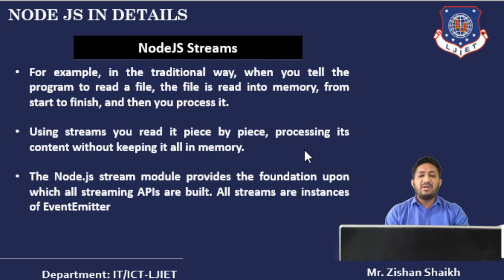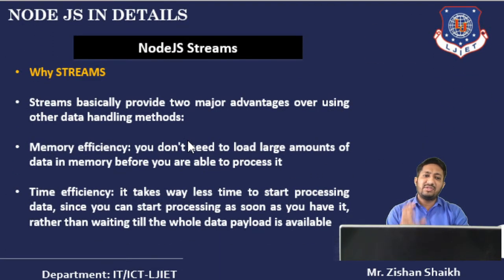Node.js provides the stream module, which is the foundation of all the streaming APIs. Where does it come from? It comes from the EventEmitter class. What is the EventEmitter class? I already explained that in the previous video on event handling. So when we talk about streams, there is a major advantage when handling data over the network. It gives two major advantages: first is memory efficiency, and the second is time efficiency.